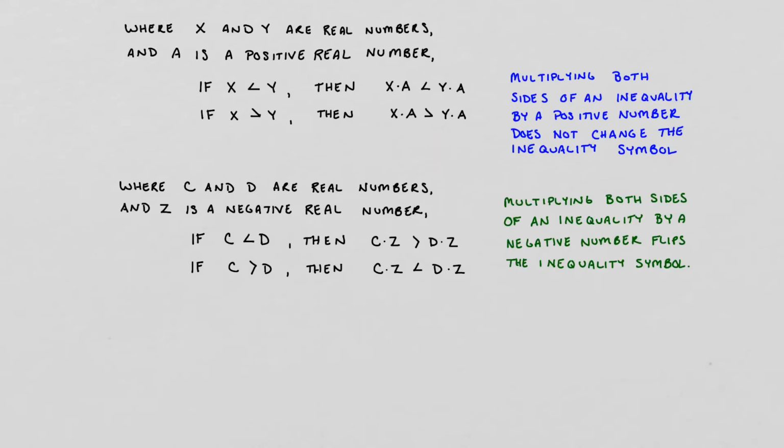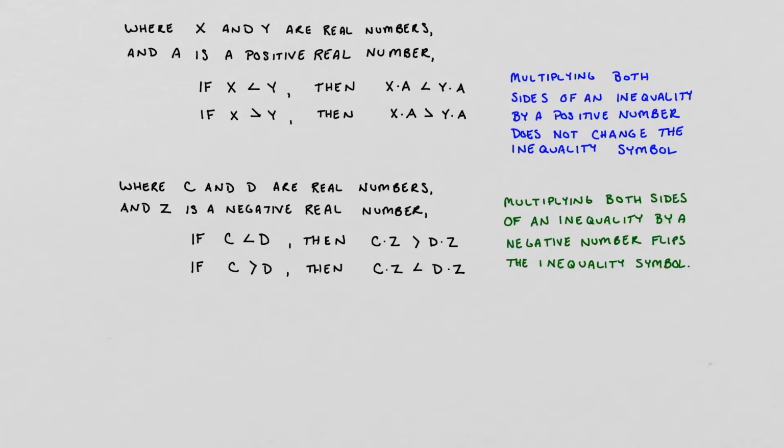So now we've come to our general rule. Let's go ahead and work with the variables x and y, and we're just going to say that they're real numbers. Then we're going to work with the variable a, and I'm going to add an extra restriction on it, and I'm going to say that it has to be a positive real number. So if x is less than y, and I multiply both sides by a positive value, in this case a, then the inequality symbol, less than, is going to remain unchanged.